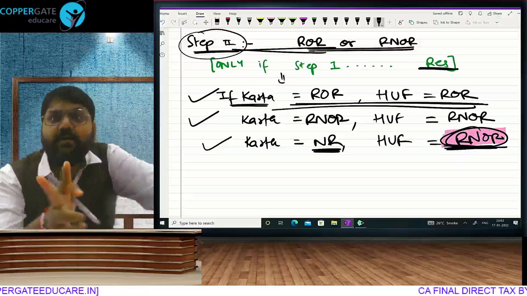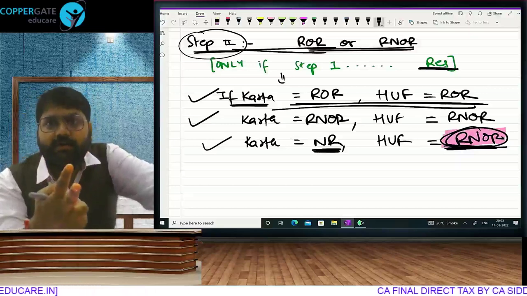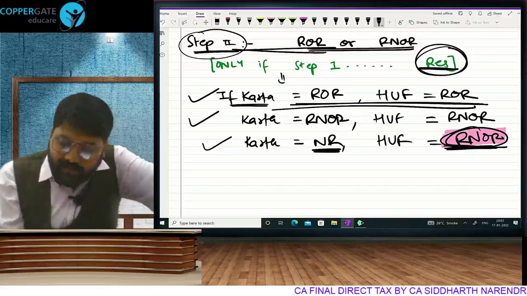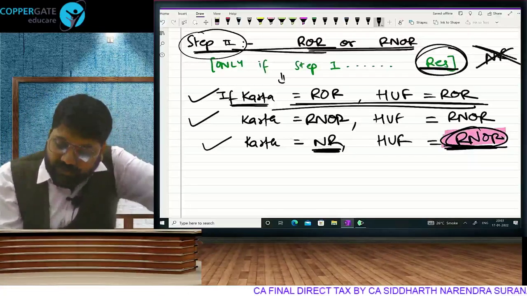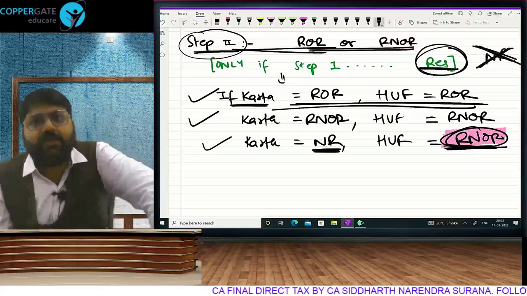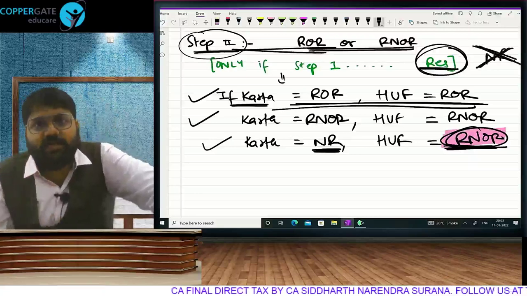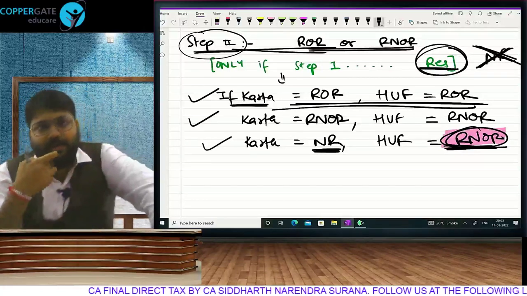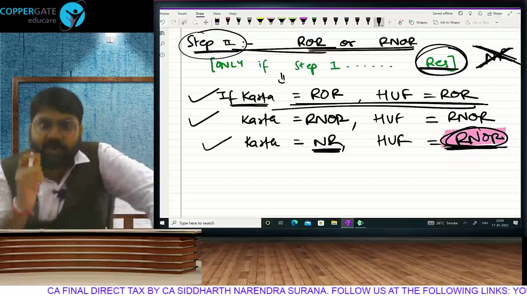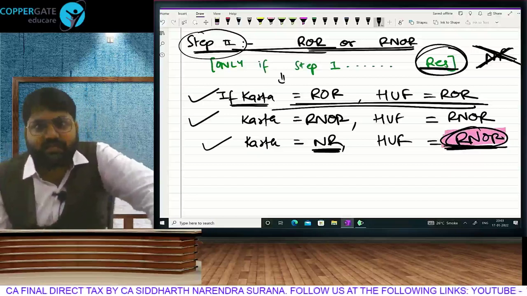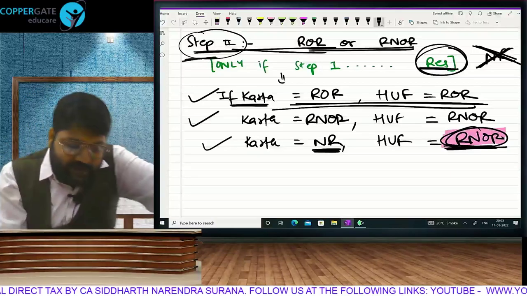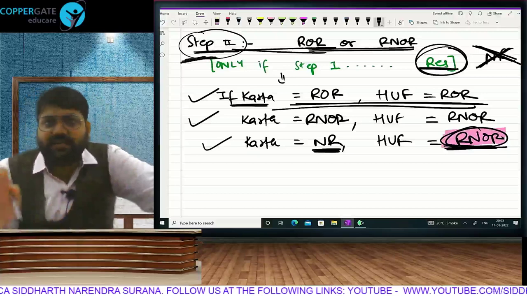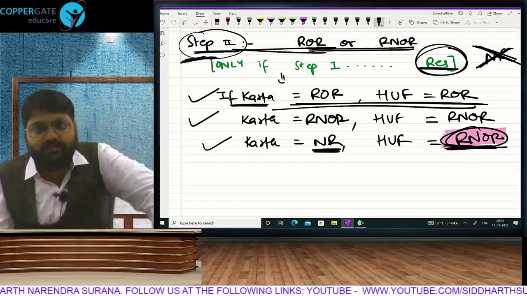You just have to decide ordinary or not ordinary. Non-resident is not the answer. Once you are in this step, that means non-resident cannot be the answer. What are the only two answers possible for HUF now? ROR or RNOR. Is that clear? Because this will decide whether you have understood everything else. Once we are in step 2, the only answer possible is ROR or RNOR. Which answer is not possible and not applicable now?